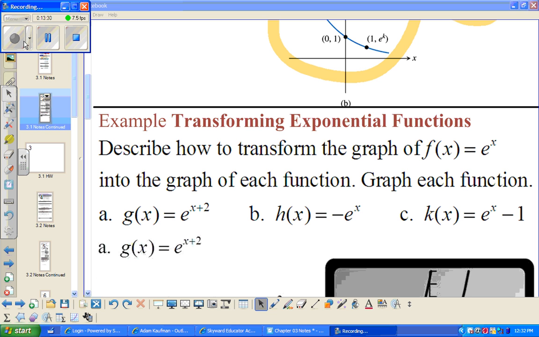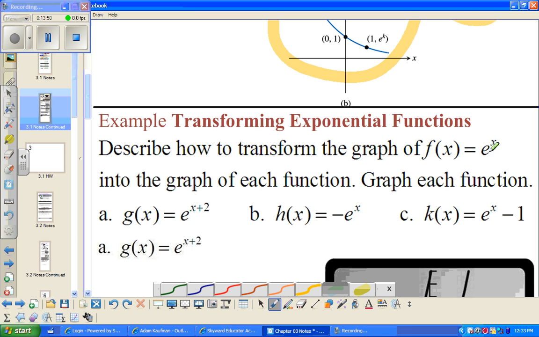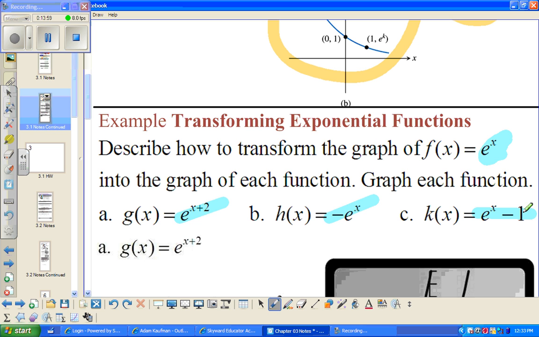And now just a few more examples of transforming an exponential function. Now we're going to use e as the base of that exponential function. So why don't you pause and go through how the basic function e raised to the x would be transformed if it became e to the x plus 2, negative e to the x, e to the x minus 1. Pause now and do that.